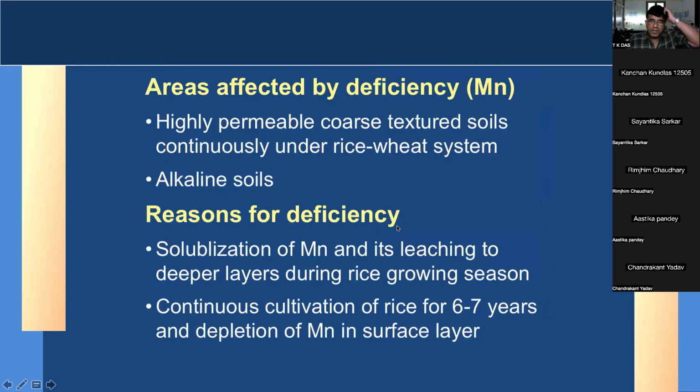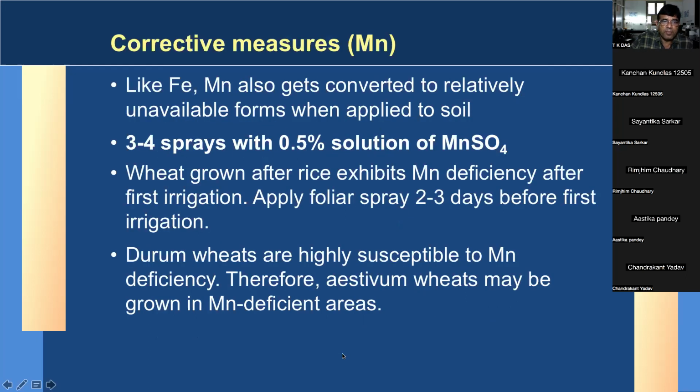Areas affected by manganese deficiency: highly permeable, porous texture soils, or soils continuously under rice bed system, you can have manganese deficiency. Alkaline soils, you can have it. Reasons for deficiency: solubilization of manganese and its leaching to deeper layers during the rice growing season, and continuous cultivation of rice for 6 to 7 years, with depletion of manganese in surface soil.